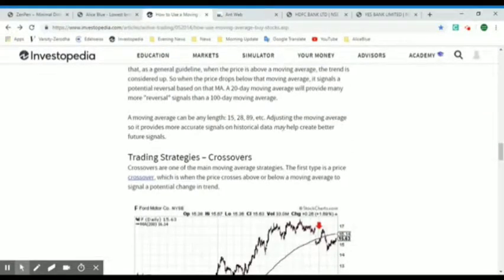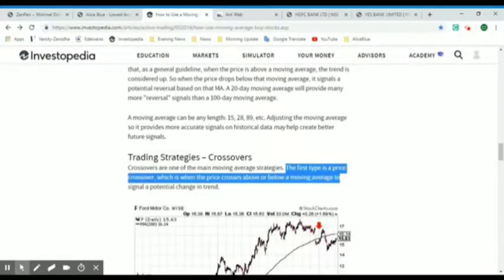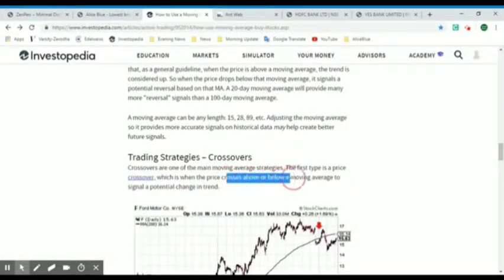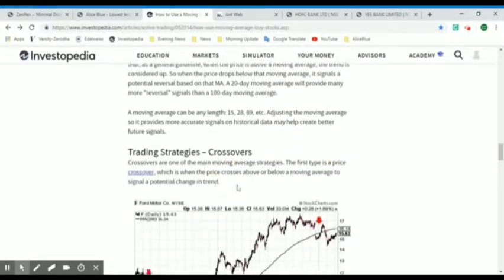So let's look at some strategies. First is the crossover moving average strategies. This is the first type, price crossover, when the price crosses above or below a moving average to signal a potential change in the trend.